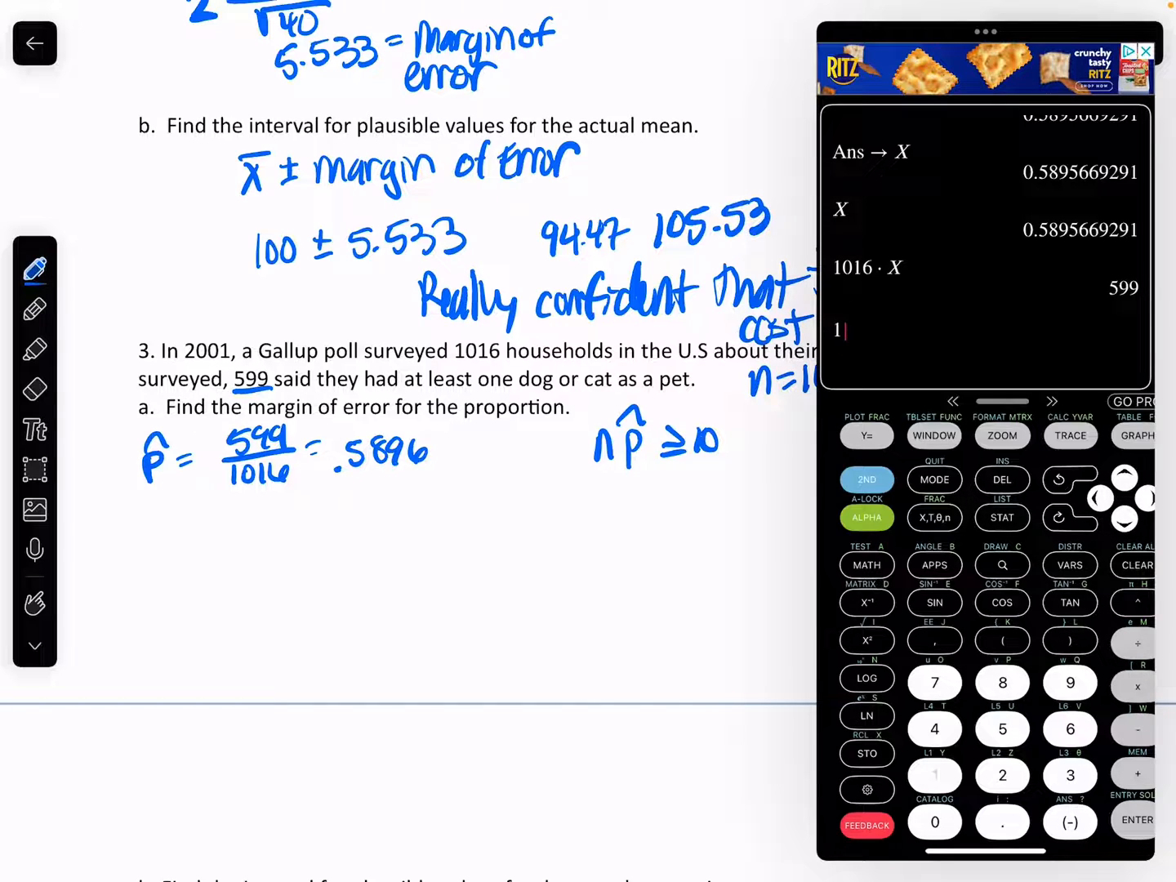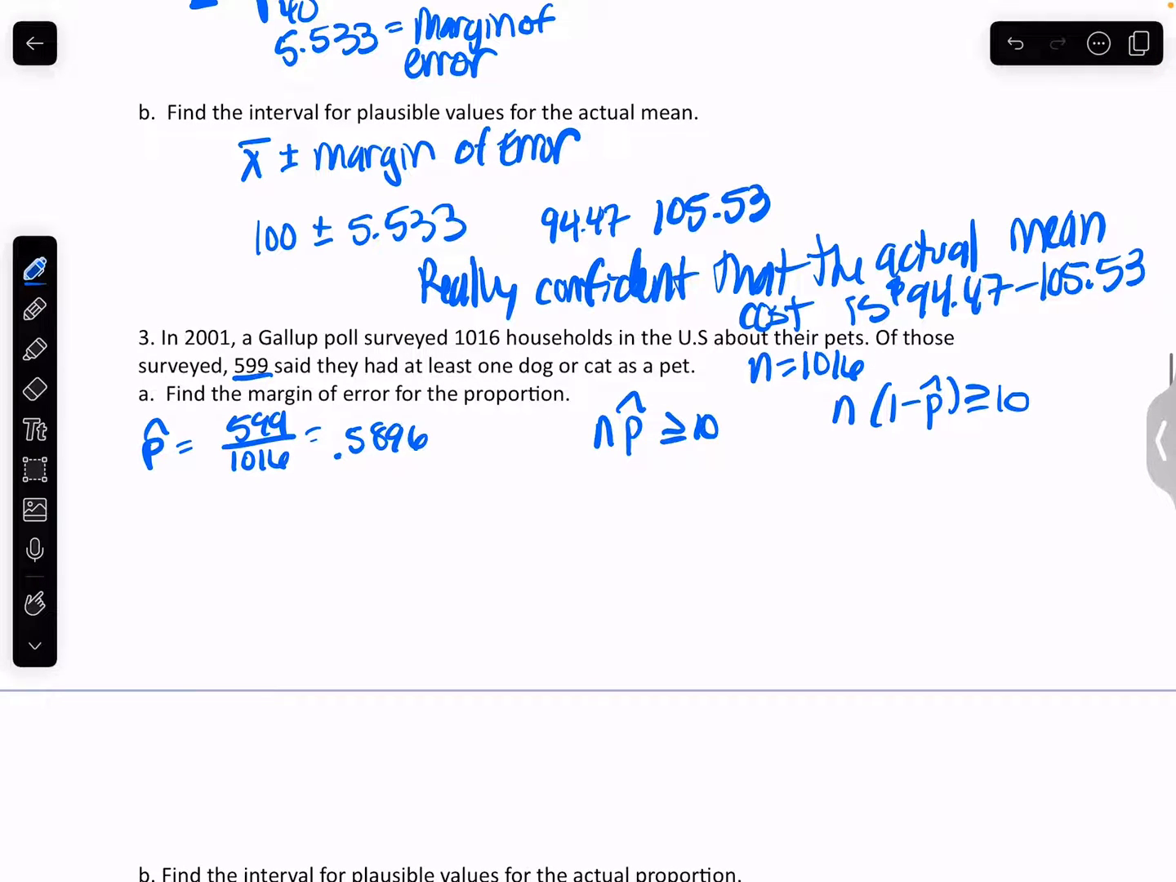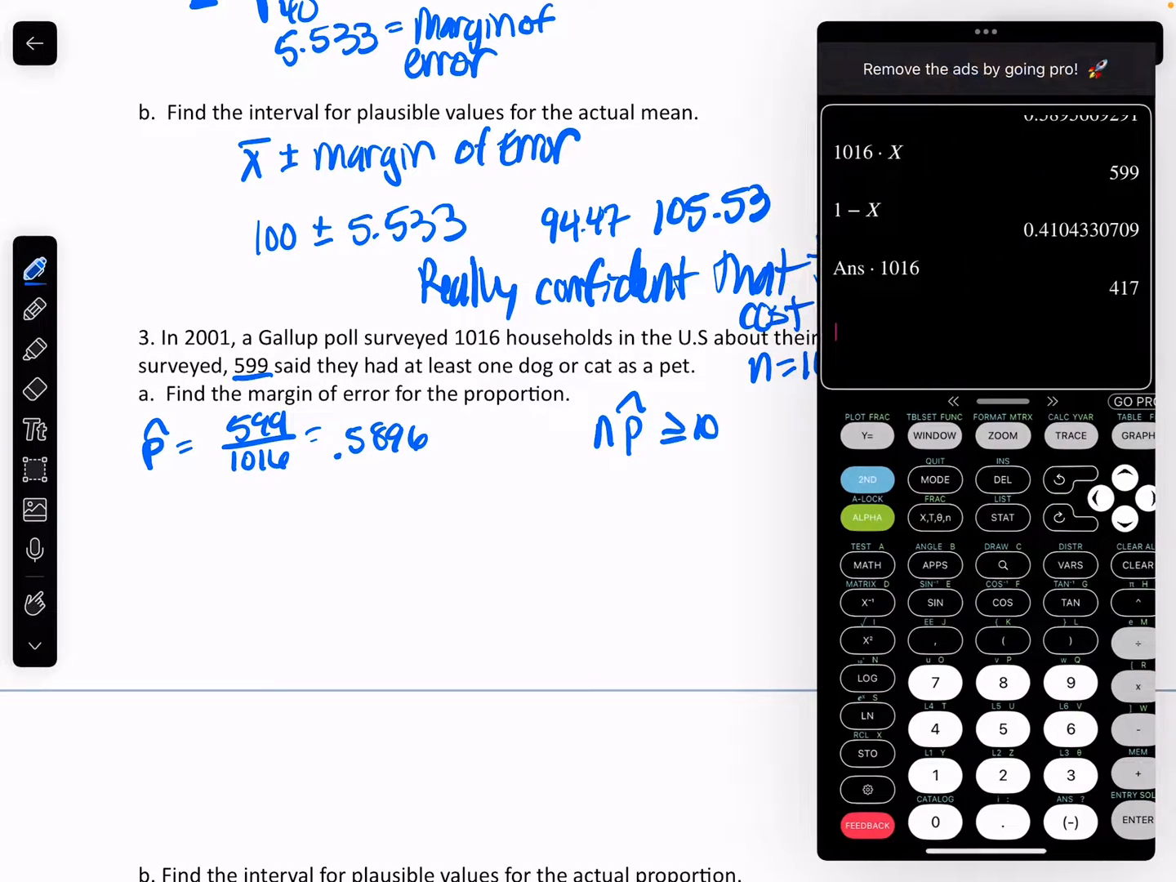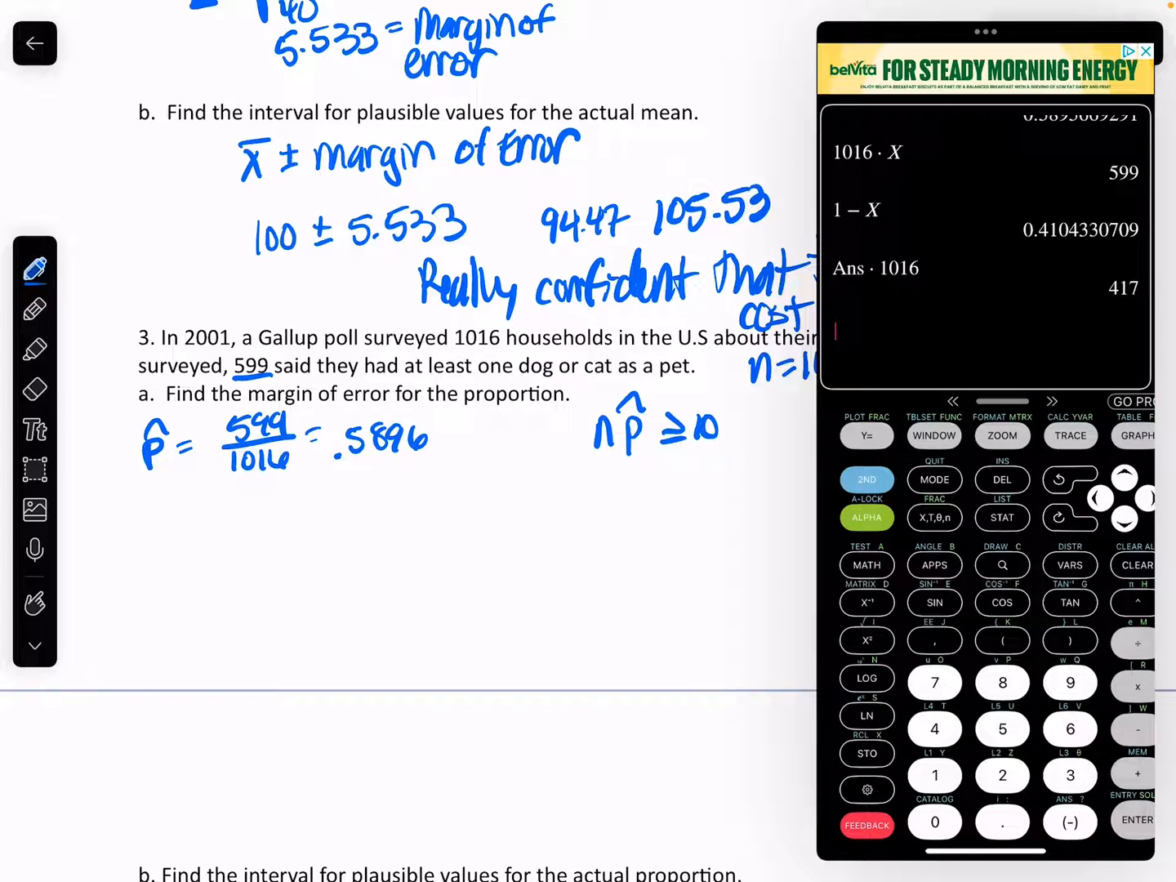If I do 1 minus x, and then I times that by the 1,016, that gives us 417. So basically what this is telling you is you want at least 10 successes and 10 failures. So we have at least 10 people that have one dog or cat, and at least 10 people that don't have one dog or cat. But that's the mathematics behind that.